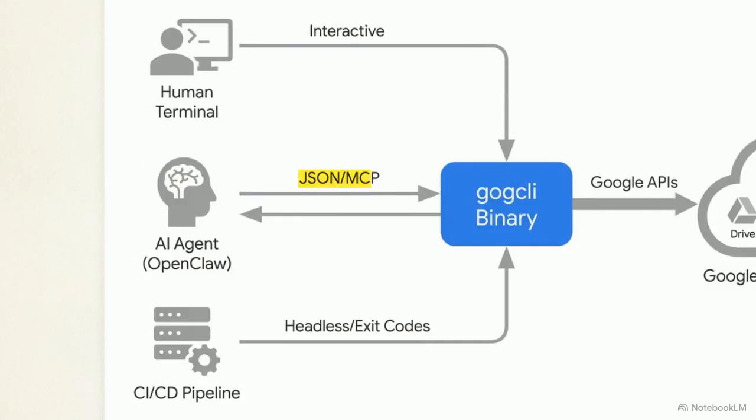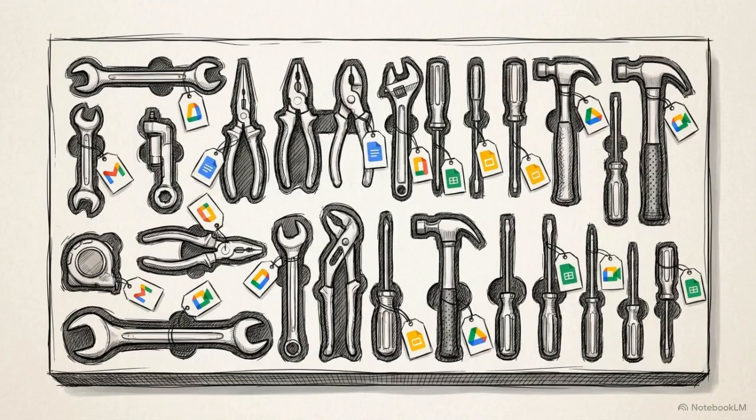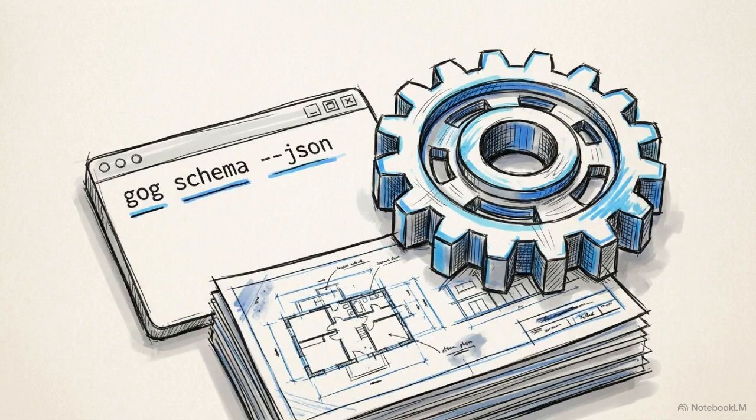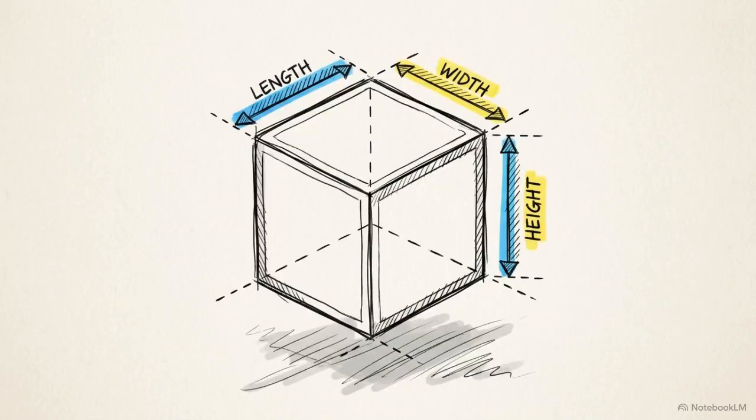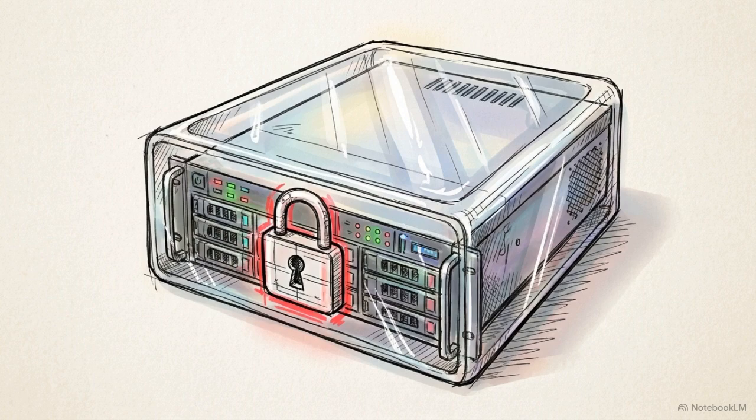gogcli natively exposes a Model Context Protocol, or MCP, stdio server to create a statically typed interface for the reasoning engine. The server registers explicit, well-defined tools to the connecting LLM client, mapping distinct Google APIs to specific commands like Gmail search or docs get. External orchestration frameworks dynamically generate service skills that remain perfectly synchronized with the compiled CLI by executing the gog schema JSON command. These generated schemas provide the AI with explicit declarative instructions regarding required parameters, expected data formats, and precise operational boundaries. The security posture of this server defaults to a highly defensive stance.